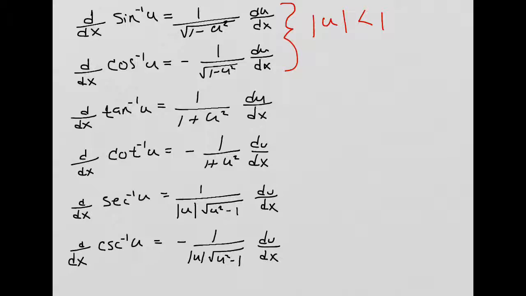Well, the same kind of thing is true down here with the secant and the cosecant, where we would say that the absolute value of u has to be greater than 1. And the reason for that is, for the same reason, when we square u and then subtract 1, we need to make sure that that's going to be a positive value. Otherwise, we would have the square root of a negative number, and again, it would be imaginary, and then the derivative would not exist.